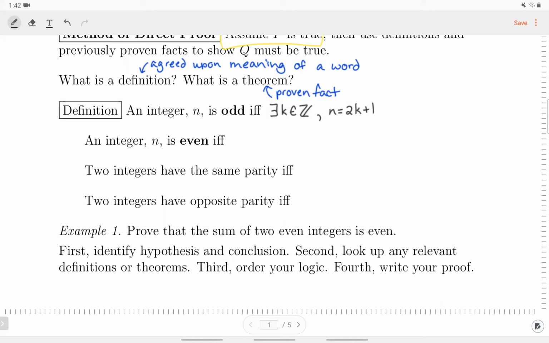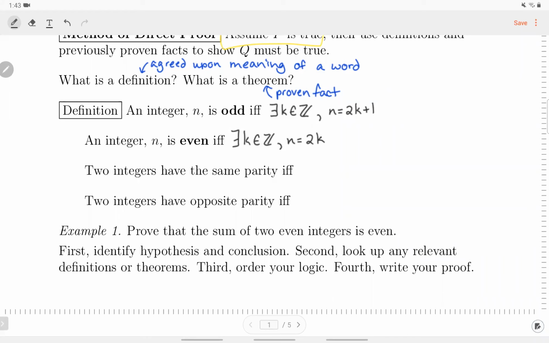Even is going to be similar then. It's even if and only if there exists k in the integers such that n is 2k. So this means whenever a statement says an integer is odd, I can jump to writing it in that form. When it says an integer is even, I can jump to writing it in that form. And that gives me something to work with.